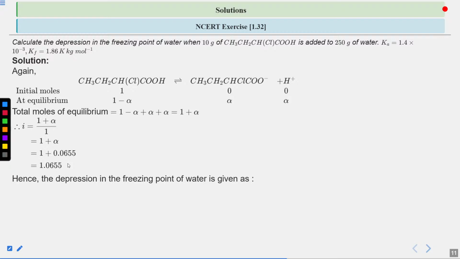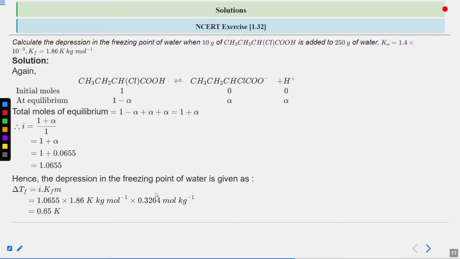Hence we can say that our depression in freezing point can be given as delta Tf equals i Kf m. We have seen the revised formula earlier also. The i value is put in here, the Kf value is given in the question, and the molality value was calculated earlier, which is 0.326 mole per kg. Therefore, the final value will be 0.65 Kelvin. So, is there a problem till now? You can ask.